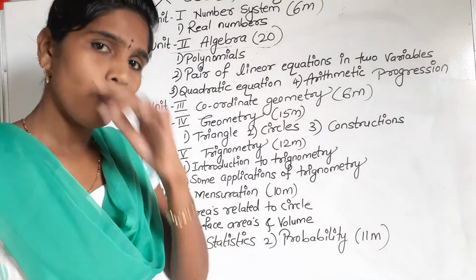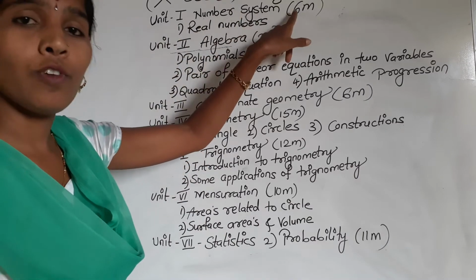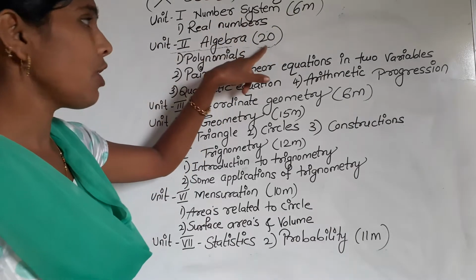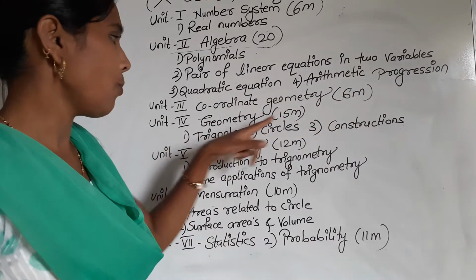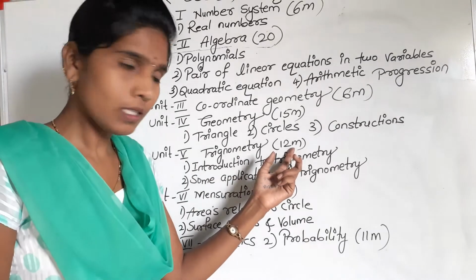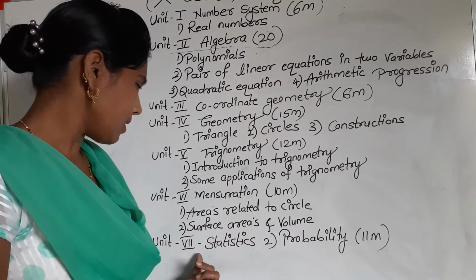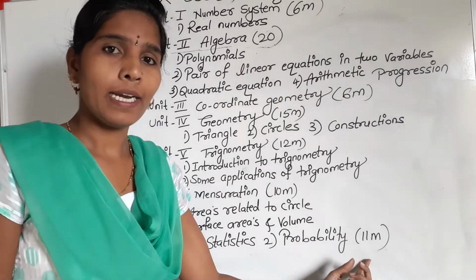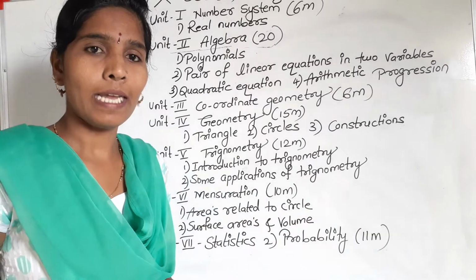Unit wise, how you will get the marks, that I will say here. For number system you will get 6 marks. For algebra you will get 20 marks. Coordinate geometry will get 6 marks. Geometry will get 15 marks. Trigonometry will get 12 marks. Mensuration will get 10 marks. And statistics and probability will get 11 marks. This is all about syllabus.